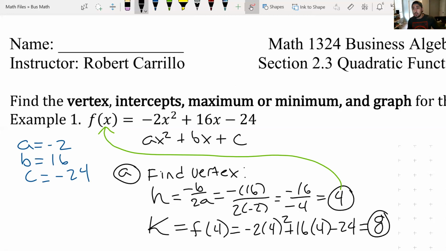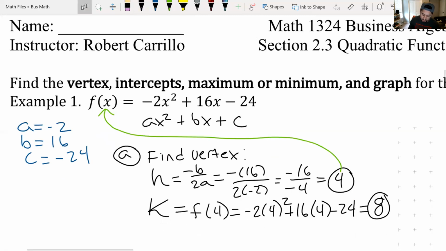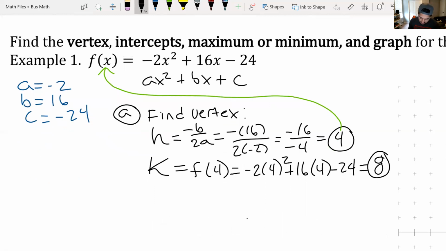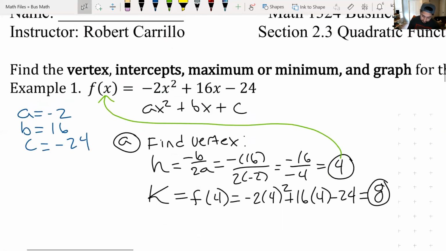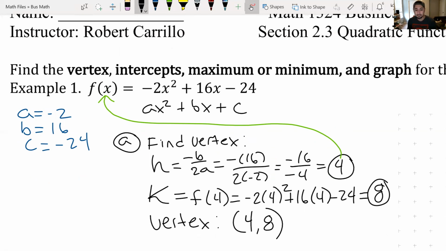So we have now found our H value. We have now found our K value. So down below, I'm just going to write that as the vertex. So our vertex is going to be the point 4, 8. That's our vertex. Okay, perfect. So now we found the vertex. Let's go ahead and find some more stuff.